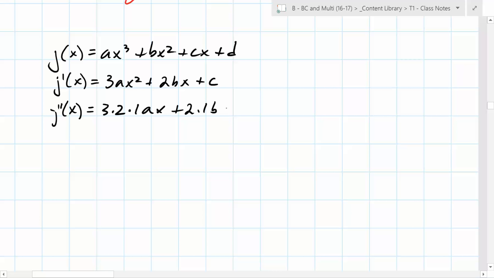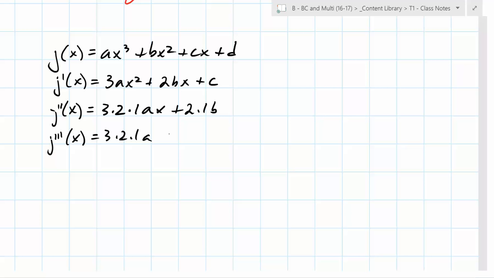Anything else? No. And then what's the third derivative? I did it again. What's the third derivative? 3 times 2 times 1a, and then you're done, right? Because the other part's a constant. Why did I write it as 3 times 2 times 1?